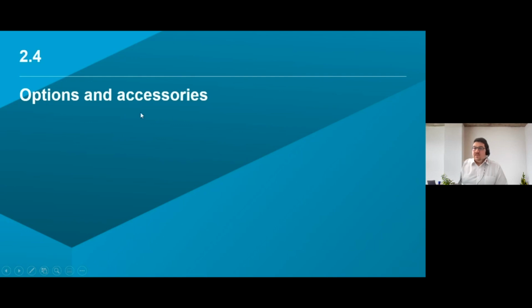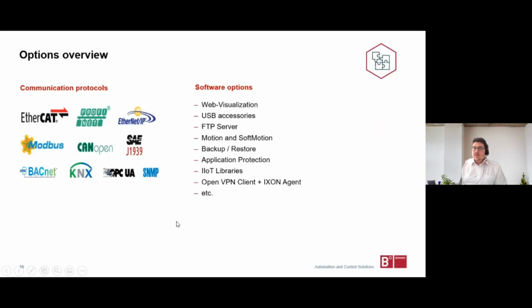So, just a quick overview about our options and accessories. These are all the communication protocols that are supported with the device. Some may need an accessory, the CAN-based devices. Otherwise, we support EtherCAT, Profinet, Ethernet IP, Modbus, CANopen, J1939, BACnet, KNX IP, OPC UA, and SNMP.